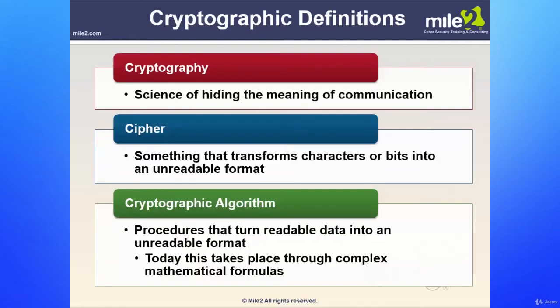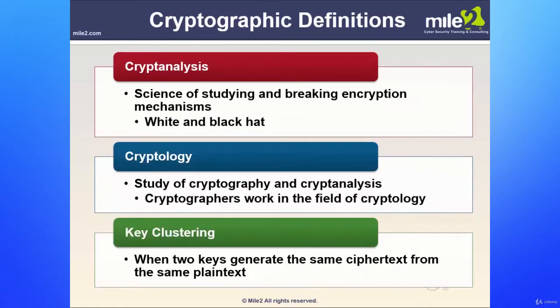First of all, we're going to go over some cryptographic definitions, and these are standard definitions that you probably want to know and get a little bit of an idea of. All right, so we have what's called cryptography, which is basically the science of hiding the meaning of communication. We have a cipher, something that transforms characters or bits into an unreadable format. A cryptographic algorithm is the procedure that turns readable data into unreadable format. Today this takes place through complex mathematical formulas, also on the asymmetric side of things. We have cryptanalysis, which is the science of studying and breaking encryption mechanisms. These could either be white or black.